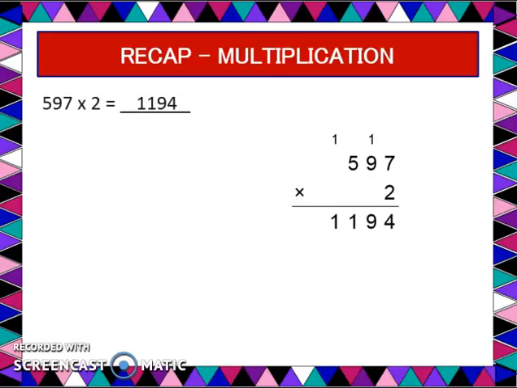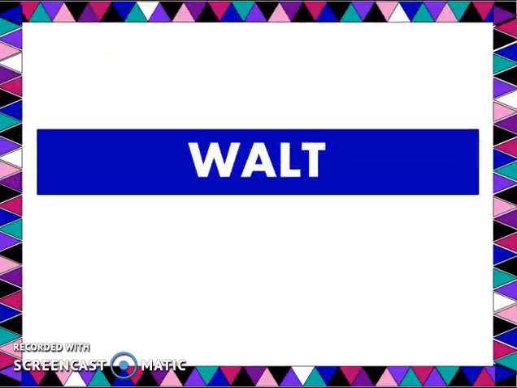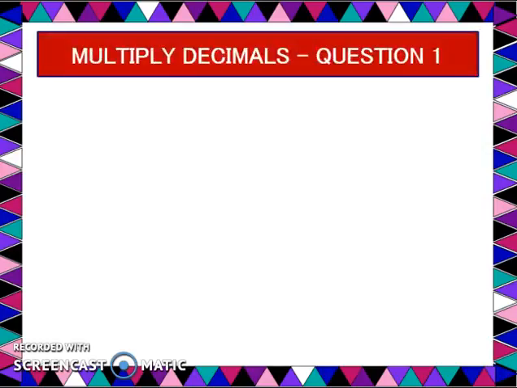Now, let's move on to what we will learn today. Today, we are learning to multiply decimals. Let's take a look at our first question. Let's say we have a sack of rice that weighs 2.1 kg and we buy 2 sacks of it. How heavy would it be altogether?